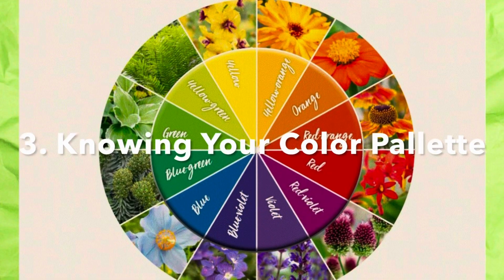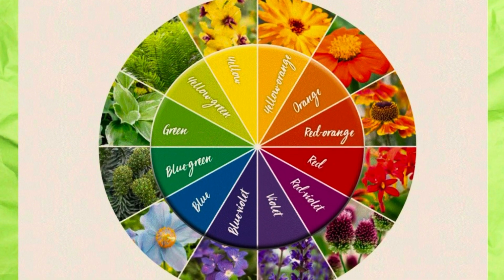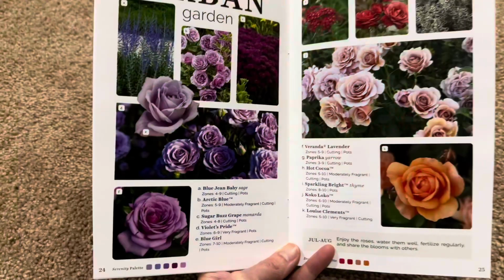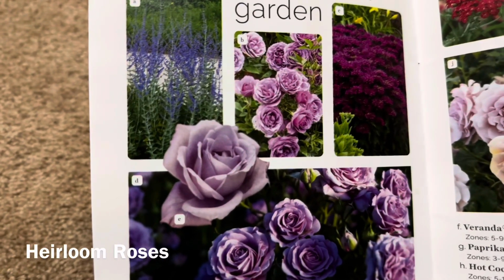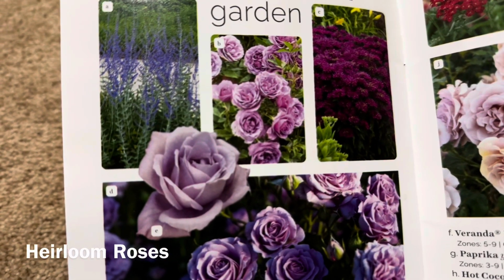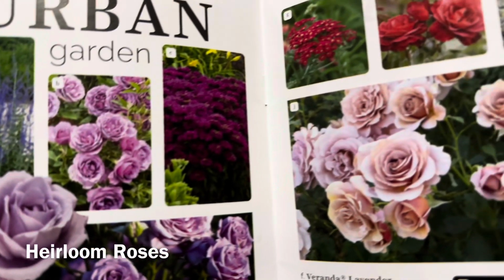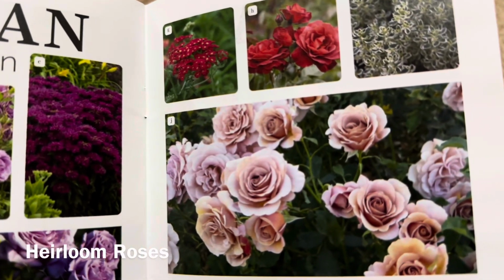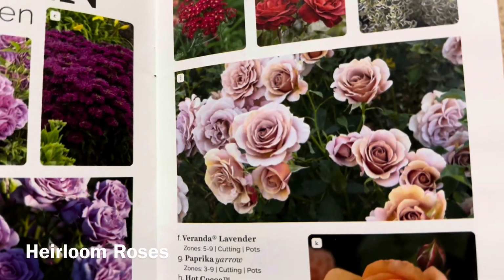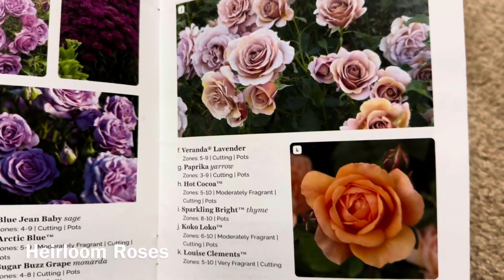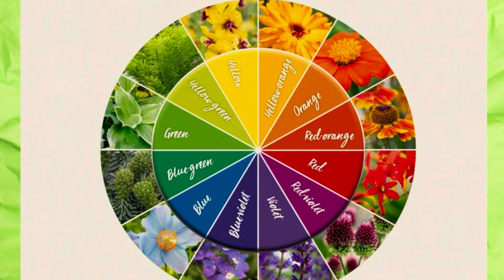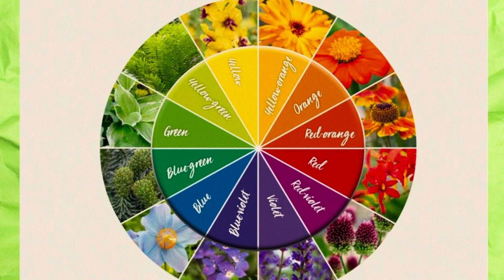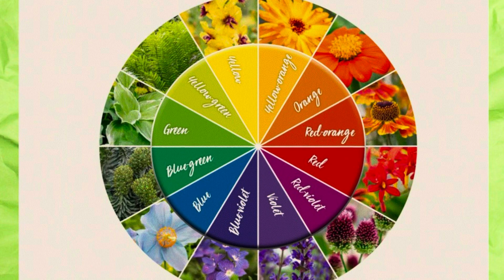Number three is know your color palette. Choose two color palettes and stick with them. If you don't know or you like all the colors, you can also go to garden nursery websites, garden books or magazines, or even plant catalogs to see which color combination you like the most. Typically, you either choose colors that are next to each other on the color wheel or opposite each other for a contrast.